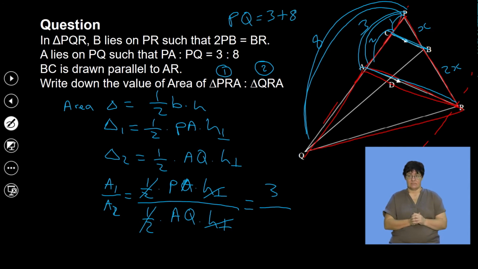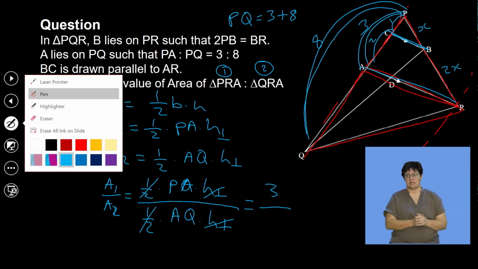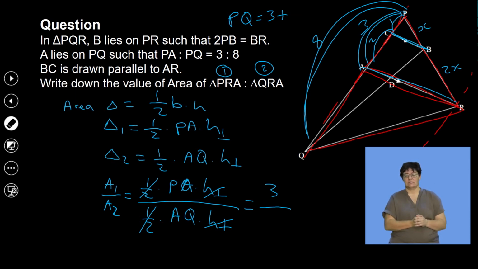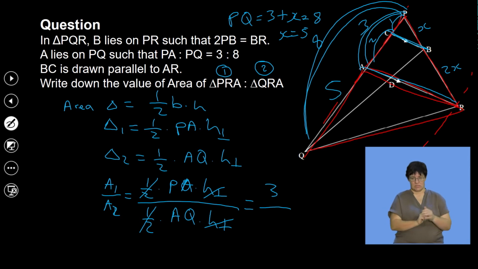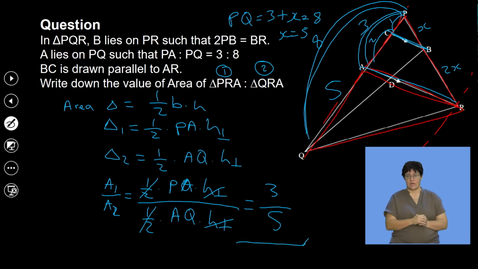Do you see? And 3 plus x, which is equal to 8, because I don't know what is the other one. So 3 plus the x that I don't know, which is supposed to be equal to 8. Therefore, my x will therefore be equal to 5. You see? So making this just 5 units. So this will be 3 over 5, and that will be the value for that.